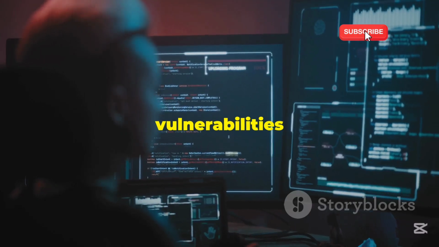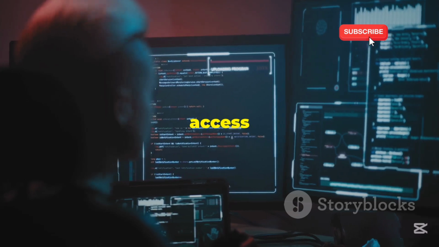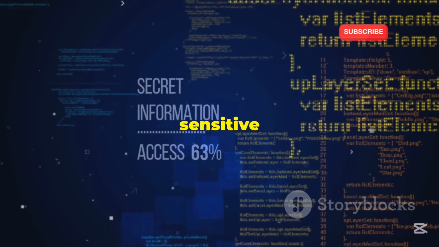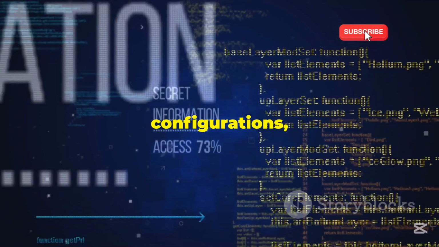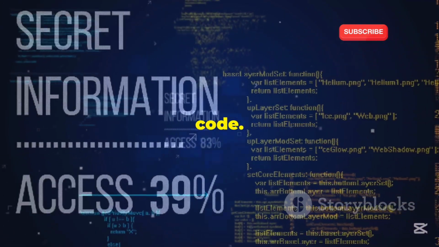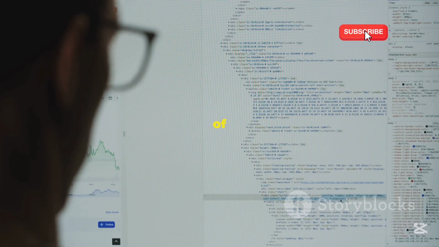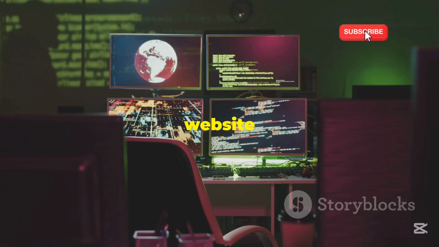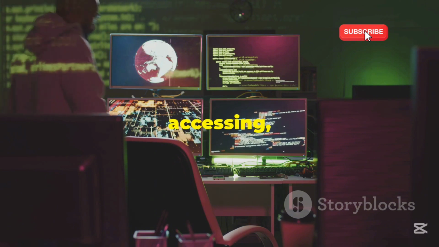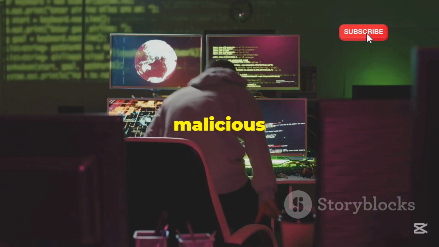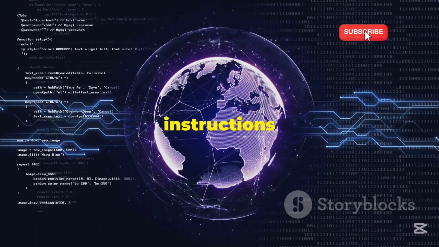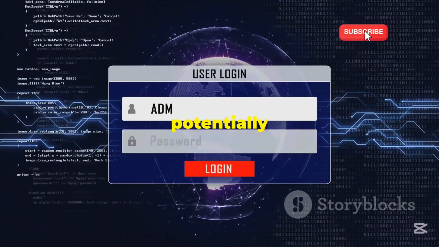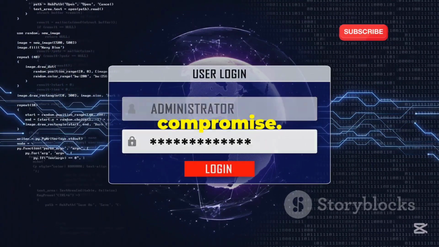Hackers exploit vulnerabilities in the website's code to access files and folders they shouldn't be able to see. These files might contain sensitive user data, system configurations, or even the website's source code. This vulnerability exists because of flaws in how a website processes user input. When a website doesn't properly check what files it's accessing, attackers can sneak in malicious instructions. These instructions then force the website to reveal confidential information, potentially leading to data breaches and system compromise.